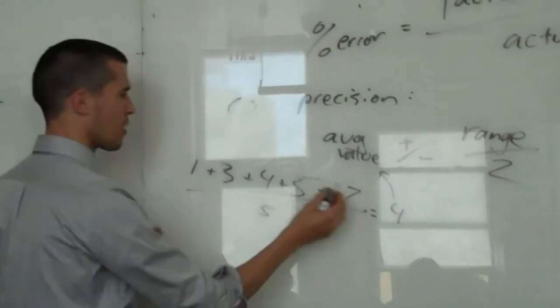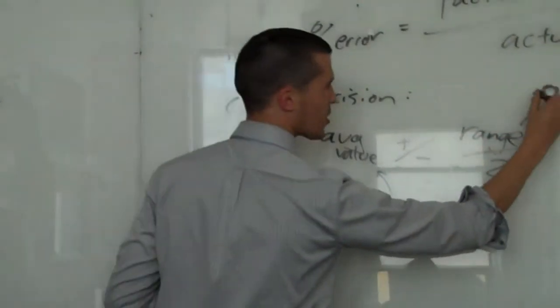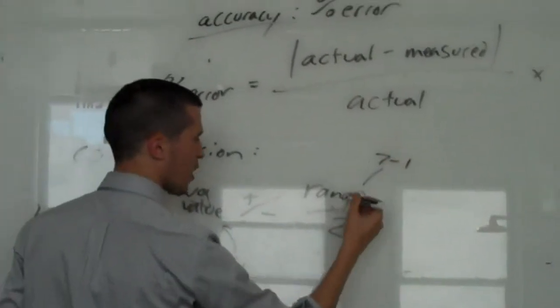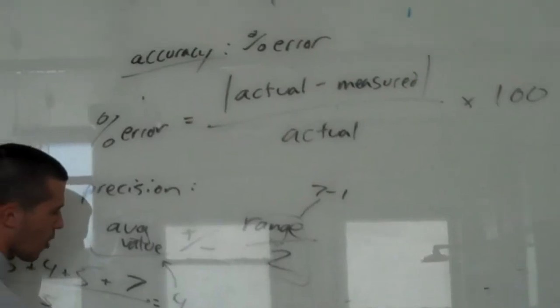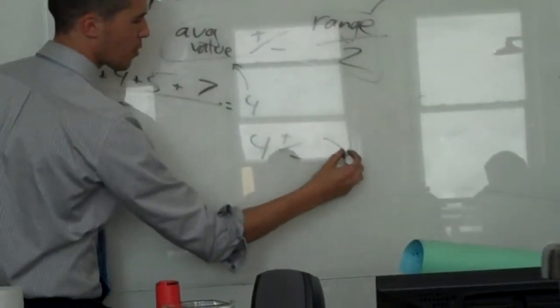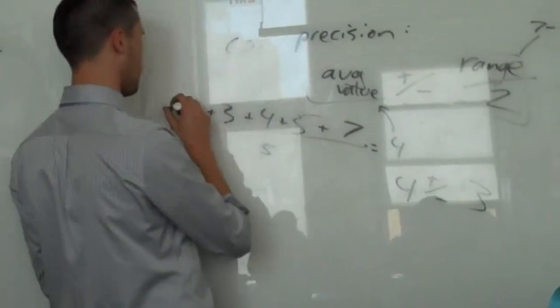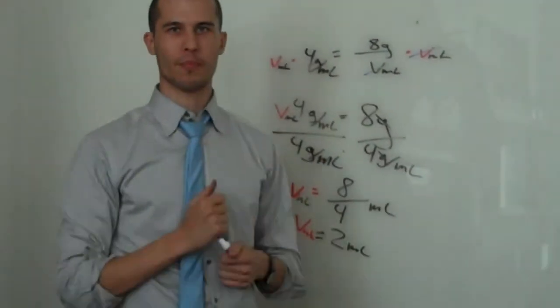And then the range is going to be the highest minus the lowest. So in this case, the range is 7 minus 1, divided by 2. So it's 6 divided by 2. The final answer is 4 plus or minus 6 over 2, which would be 3. And if you have units, let's say these were all centimeters, the answer would be in centimeters too. That's how you report precision.